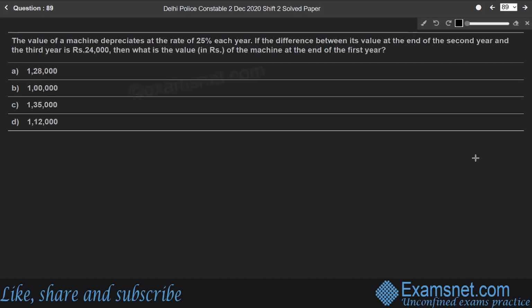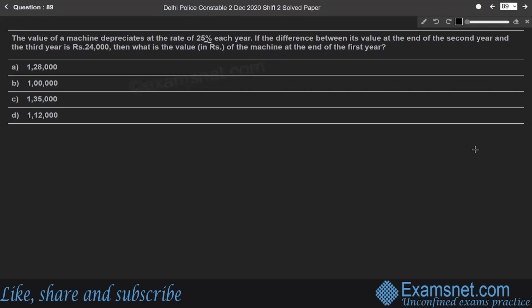Question 89. The value of a machine depreciates at the rate of 25% each year. If the difference between its value at the end of the second year and the third year is 24,000 rupees, then what is the value of the machine at the end of the first year? Here, the given data is the value of a machine depreciates at the rate of 25% each year.